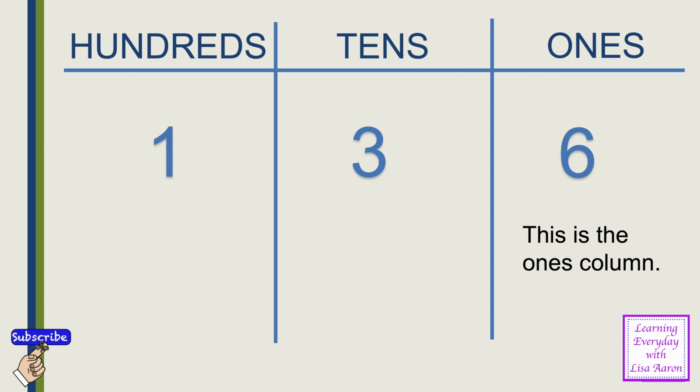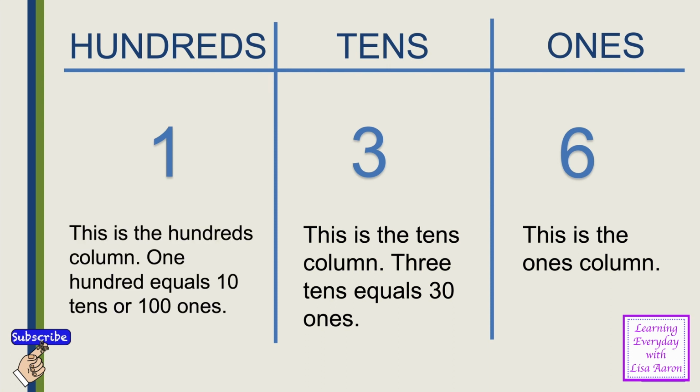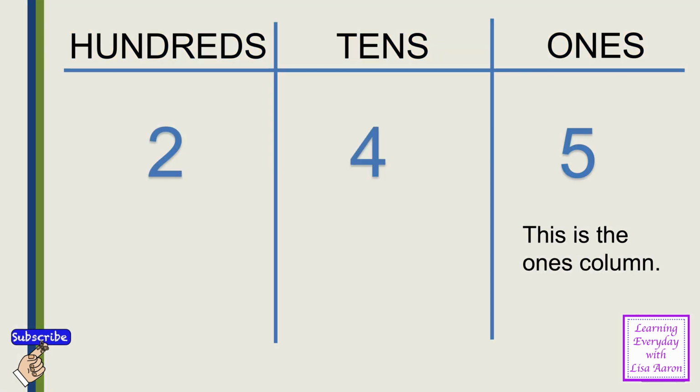This is the ones column. It has a 6. This is the tens column. 3 tens equals 30 ones. This is the hundreds column. 1 hundred equals 10 tens or 100 ones. This number is 136.